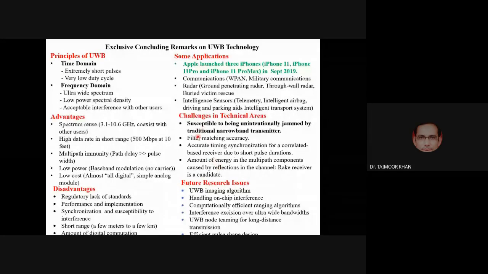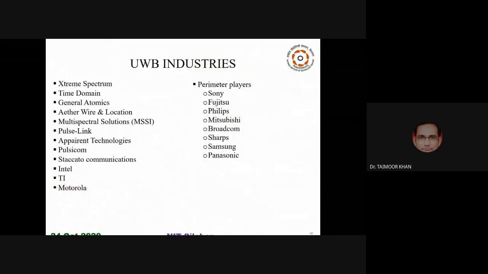Then several other applications are there that we can pick up. Specifically, the part of ultra-wideband technology I have discussed in this presentation was based on susceptibility to being unintentionally jammed by traditional narrowband transmitters. That is the band-notch characteristic which I picked up. As per your interest, you can pick up any specific challenge and explore your skills in it. Then the future applications of ultra-wideband technologies.